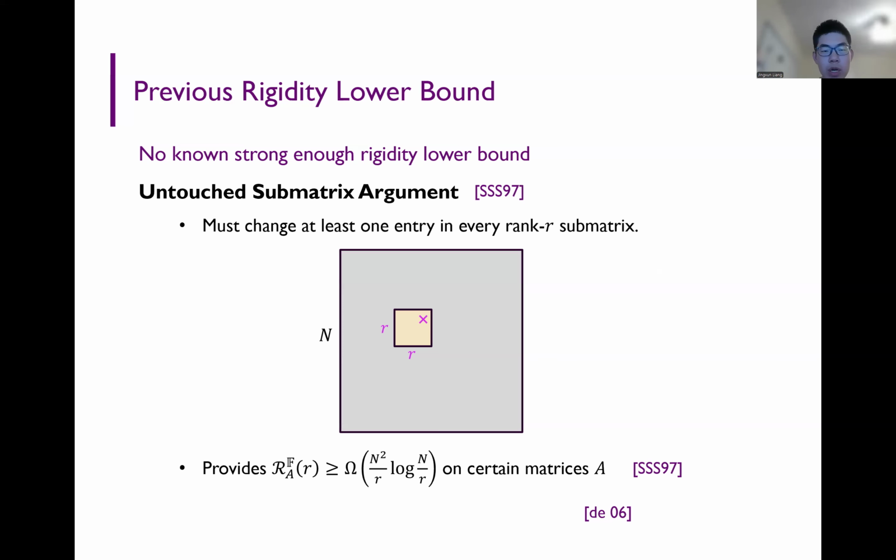In the ideal case where all the R by R submatrices of A are full rank, then every R by R submatrix must be touched, and we can lower bound the rigidity by solving a combinatorial optimization problem. That is, how many entries do we need to touch to cover all such R by R submatrices? By solving this, we get the rigidity lower bound of n squared over R times log n over R on such ideal matrices.